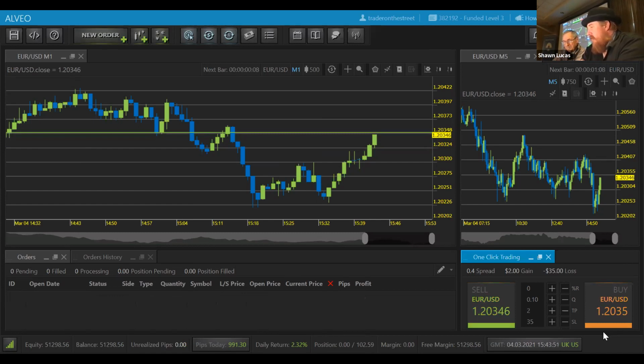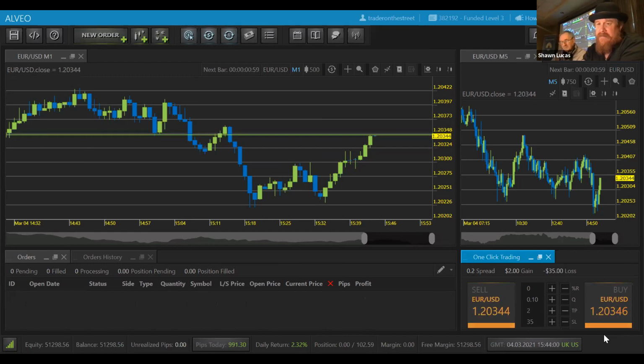Okay, now we need a pullback. So as long as we can get a pullback, we're going to start to add another set of trades. There's no bias. I think we said that. The question is, do you see bias to the long side?